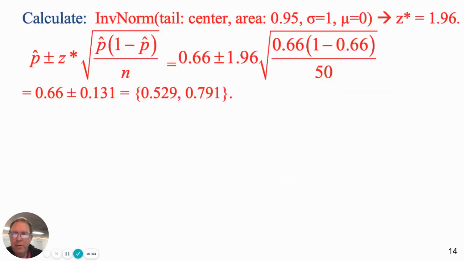Okay, so now here's my formula. P hat plus or minus Z star times my standard error. So I plug in my P hat, 0.66, plus or minus my Z star, 1.96, times my standard error formula right there. And at this point, really what you can do is just put down the answers that your calculator gave you, 0.529 to 0.791. That's what your calculator gave.